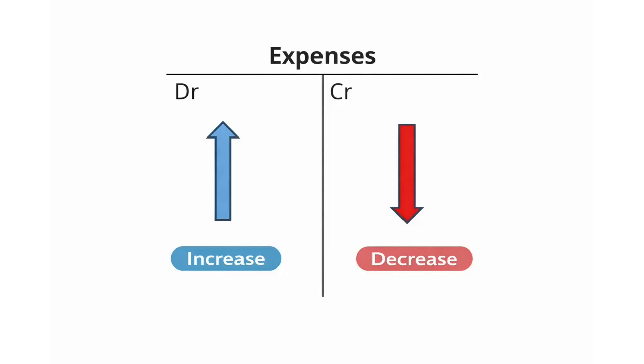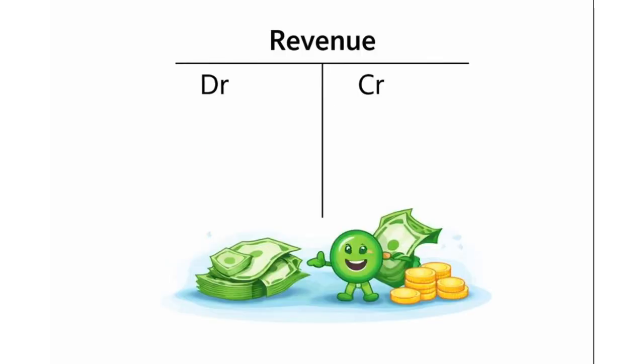For example, when a business pays rent, the rent expense increases, so we record it as a debit. If an expense is refunded or reversed, the expense account decreases, so we record a credit. Expenses behave like assets when it comes to debits and credits, but they affect profits, not the balance sheet.